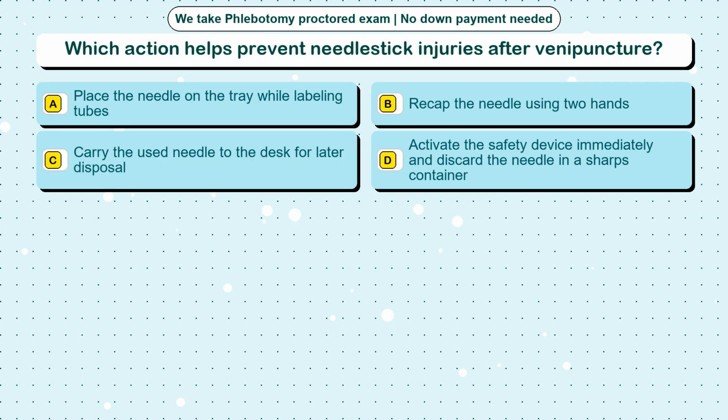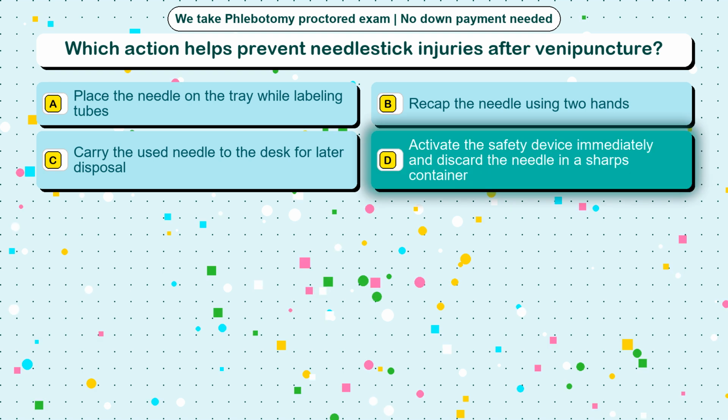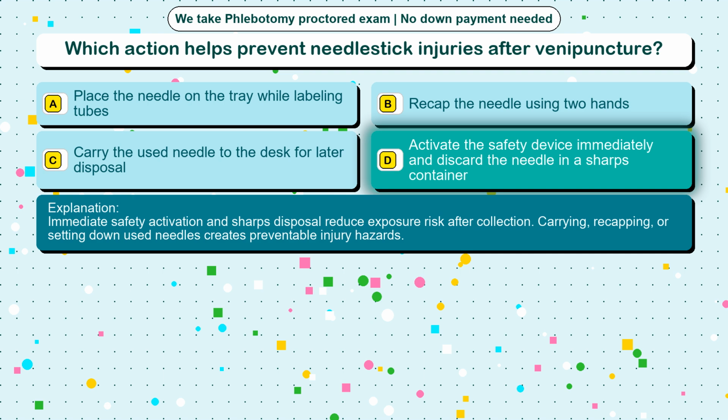Question 86. Which action helps prevent needle stick injuries after venipuncture? Option A, place the needle on the tray while labeling tubes. Option B, recap the needle using 2 hands. Option C, carry the used needle to the desk for later disposal. Option D, activate the safety device immediately and discard the needle in a sharps container. The correct answer is option D. Activate the safety device immediately and discard the needle in a sharps container. Immediate safety activation and sharps disposal reduce exposure risk after collection. Carrying, recapping, or setting down used needles creates preventable injury hazards.